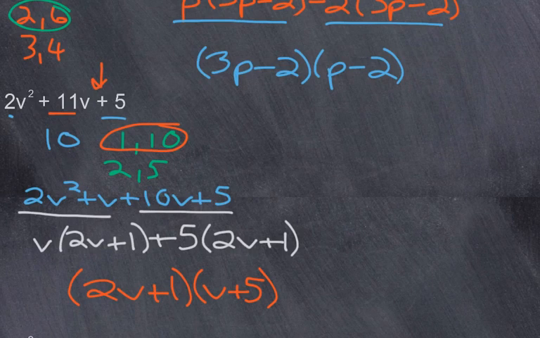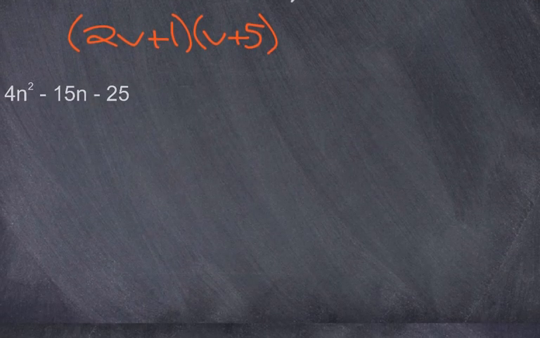Now I will say this is a problem that if I were doing this one, I would have done the guess and check solely because you have prime numbers on the front and back, which makes the guess and check a little bit easier. But I still want to show you again this method, the factor by grouping method. Let's do another one.